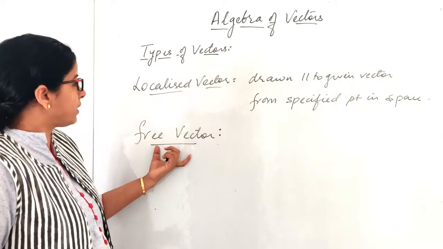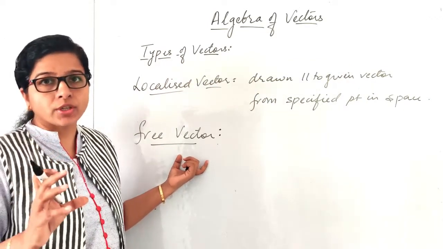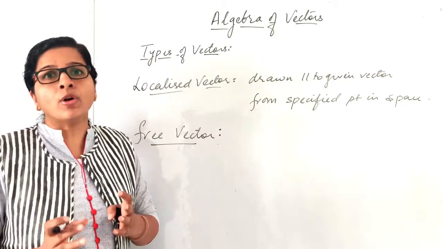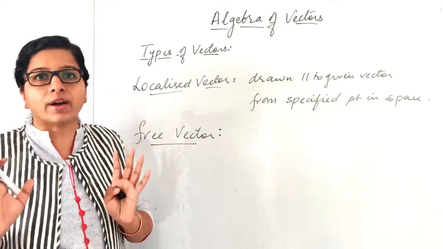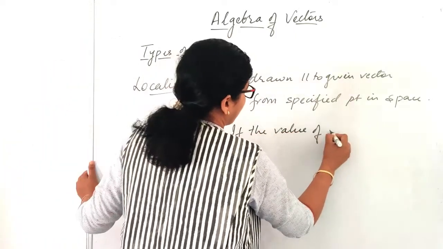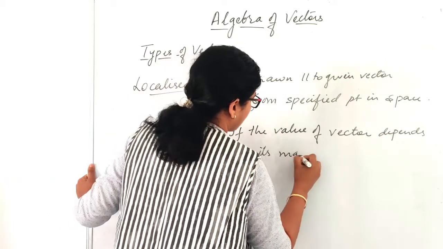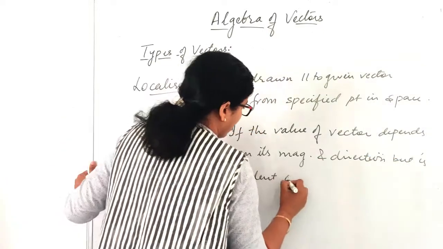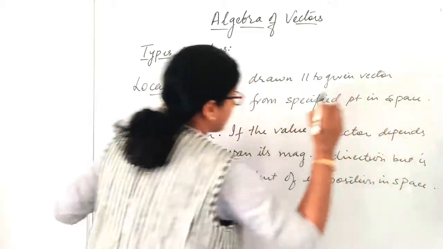Free vector: if the value of a vector depends upon its direction and magnitude, but it is independent of its position in space, then it is nothing but a free vector. The value of the vector depends upon its magnitude and direction but is independent of its position in space, that is nothing but your free vector, right?